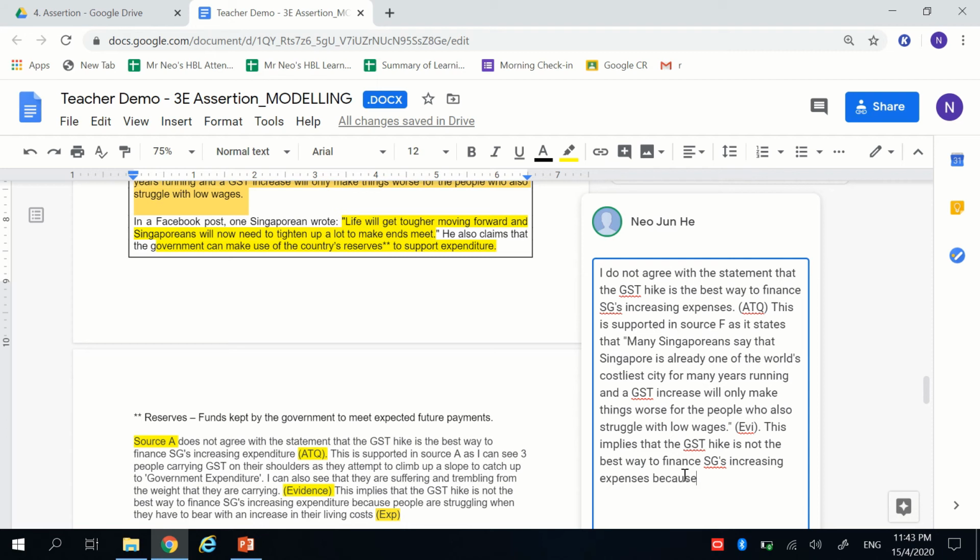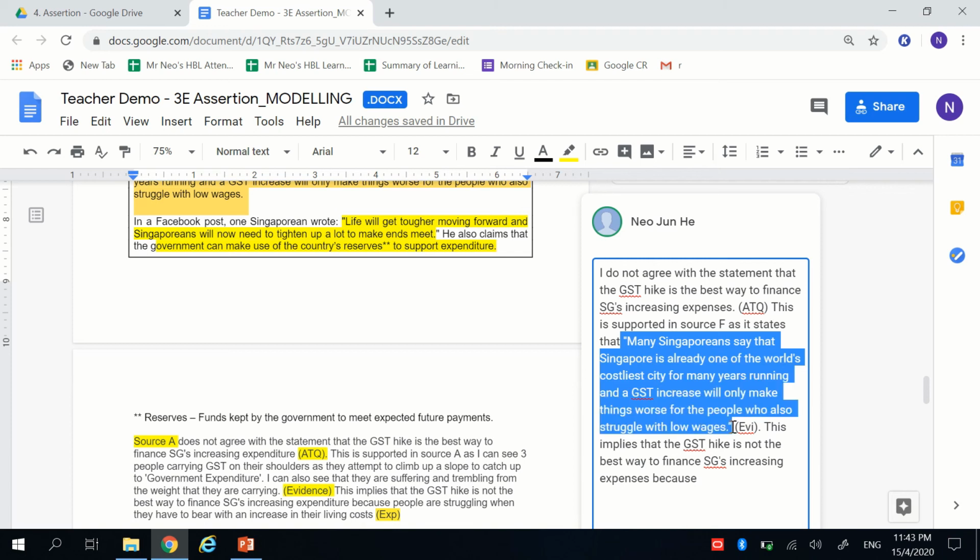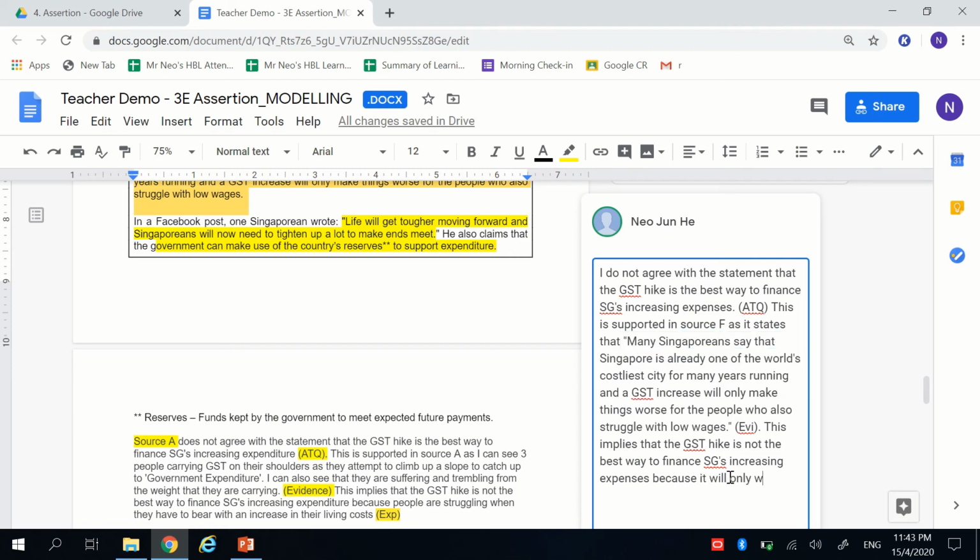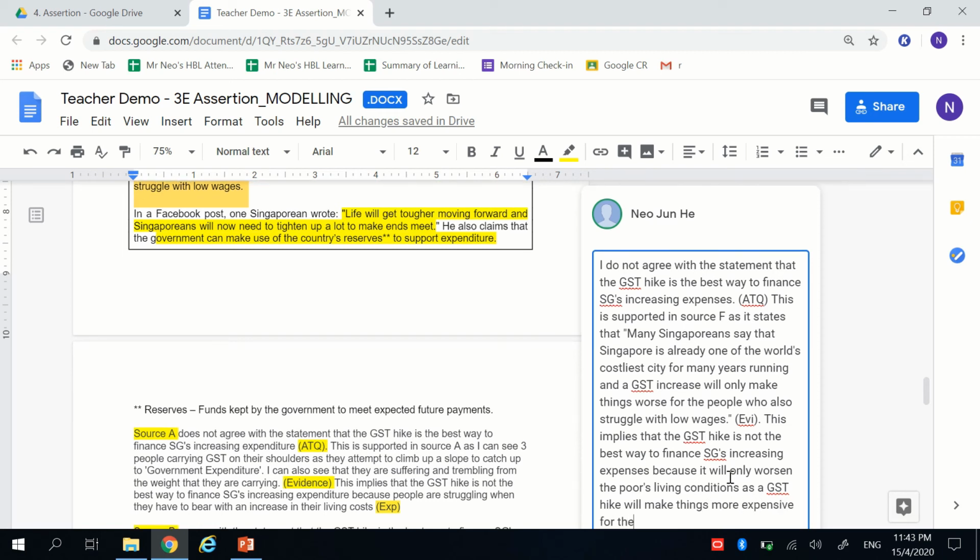Because now your explanation cannot be a general one. Remember, your explanation is always a rephrase of your evidence because you are trying to link it to your argument. This is not the best way to finance Singapore's expenses because it will only worsen the poor's living conditions, as a GST hike will make things more expensive for them. I think this phrasing is quite straightforward. You guys should be able to do it on your own, right?